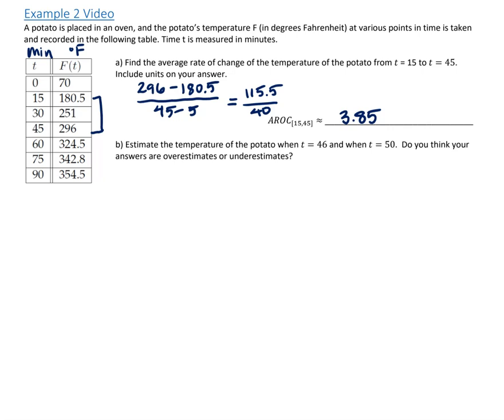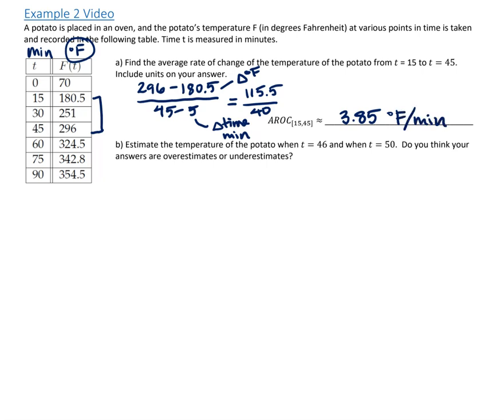And we'd like to track down some units for this. So if we look back at what we did, we took the 296 and the 180.5 from the first column, which means that's a change in temperature or change in degrees Fahrenheit. And the 45 and the 15 were from the minutes column, so that's a change in time, which was in minutes. So our final answer is degrees Fahrenheit per minute.